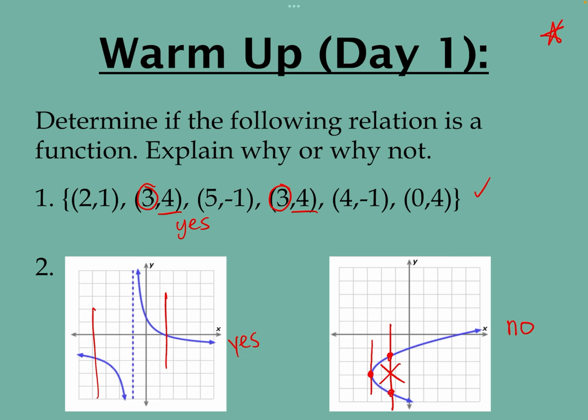All right, so at this point you should have completed the warm-up. The answers are yes, the first one is a function. Now you'll notice that the input repeats, 3 and 3, but because the output is also the same, it is still a function. For the second one, yes, it is a function because any vertical line that we draw through that graph only hits the graph once. And then the third one, that last one bottom right, is not a function because there is a vertical line that exists that hits the graph more than once, which makes it not a function.